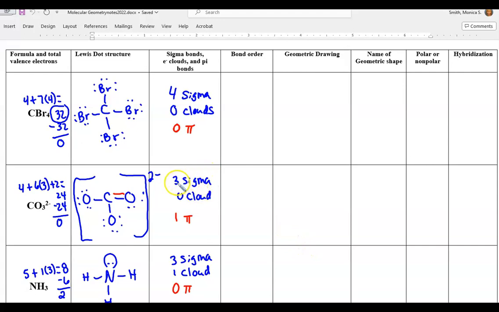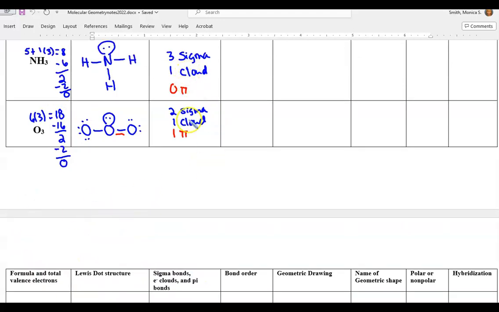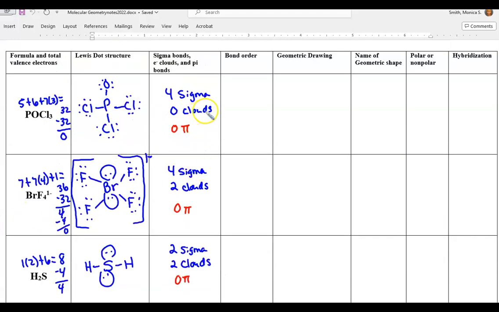On carbonate, you should have had 3 sigma, 0 clouds, and then 1 pi. For NH3, there are 3 sigmas and 1 cloud. On the O3, there are 2 sigma, 1 cloud, and 1 pi. And for the POCl3, 4 sigma, 0 clouds, 0 pi. Then there's 4 sigma, 2 clouds, 0 pi. 2 sigma, 2 clouds, and 0 pi. So hopefully you did well on that.